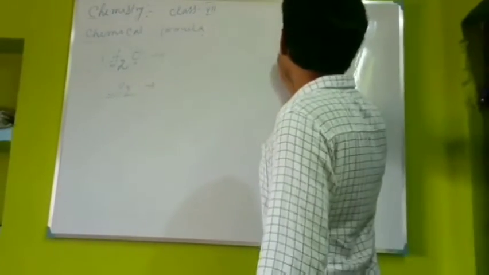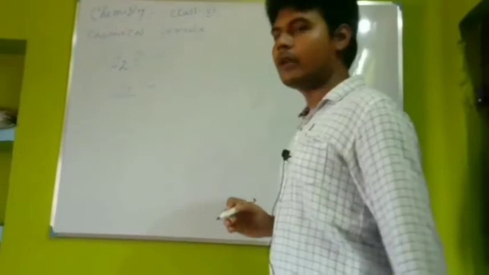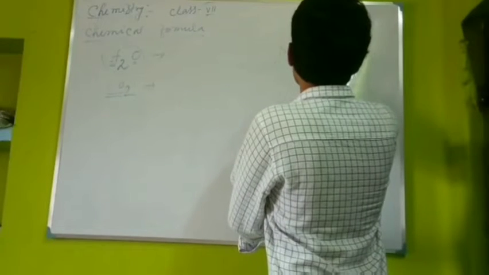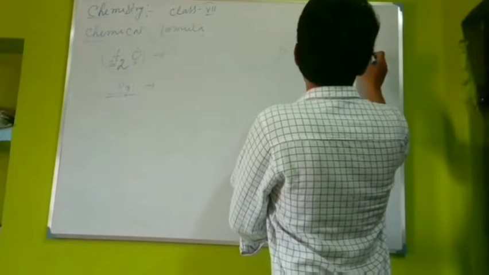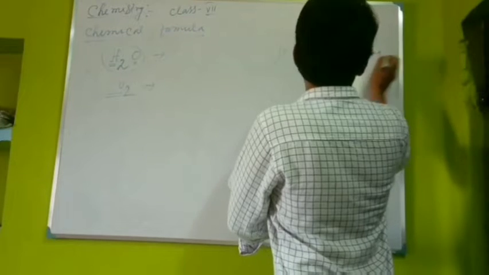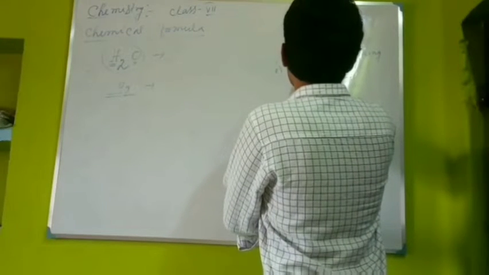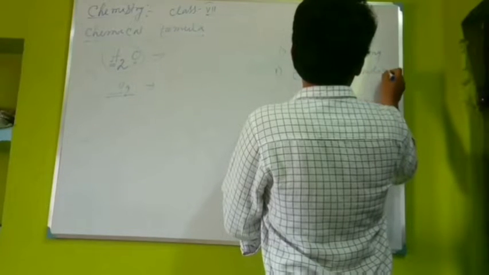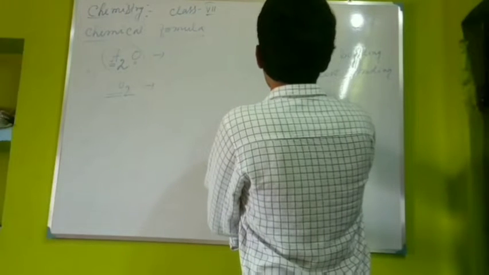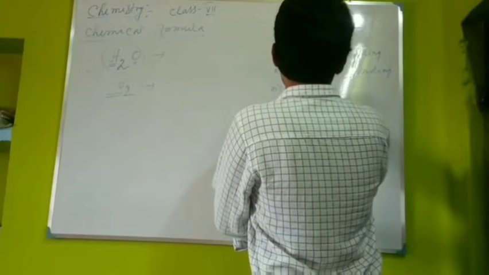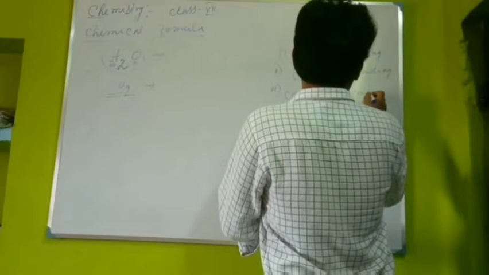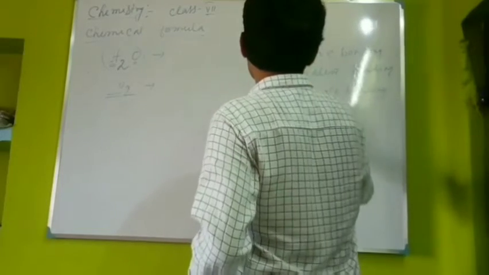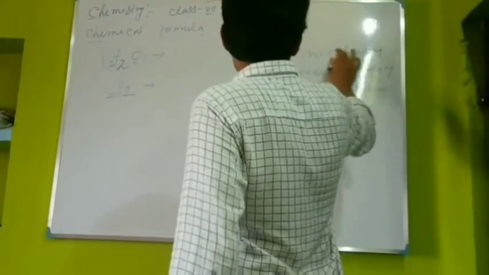There are 3 types of chemical bonding. First is called ionic bonding. Second is called covalent, and third is called coordinate. So let's discuss these two only. Okay. So what is ionic bonding?